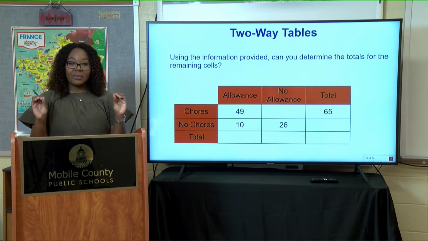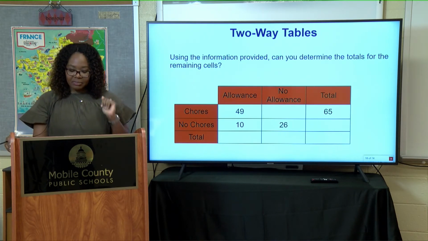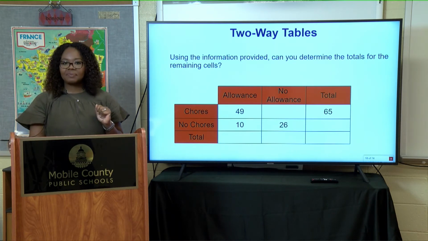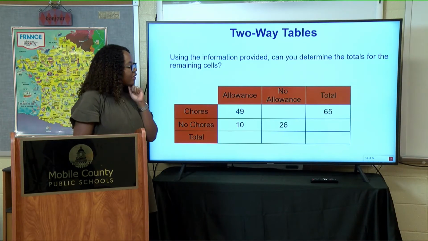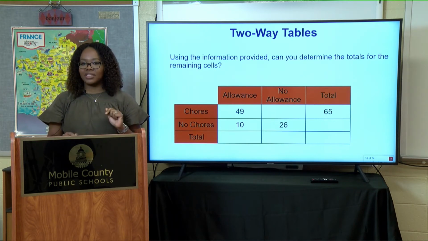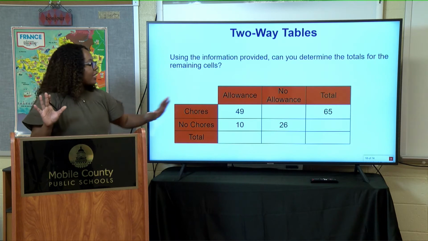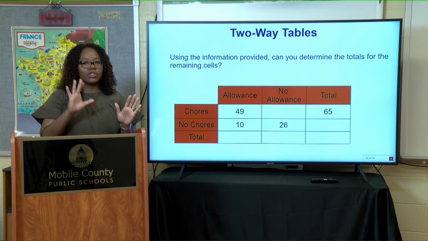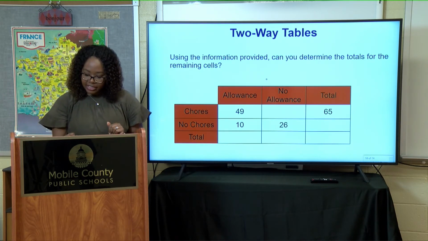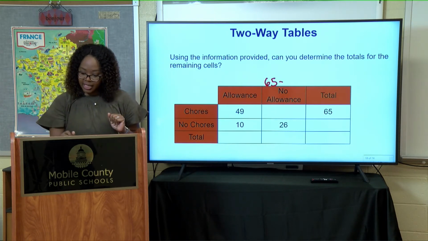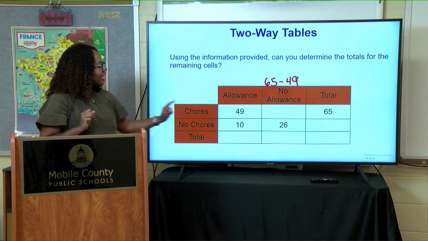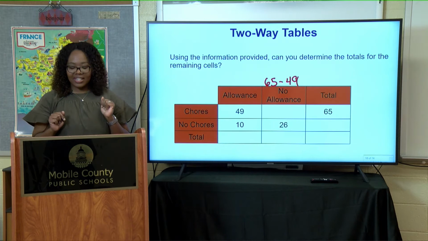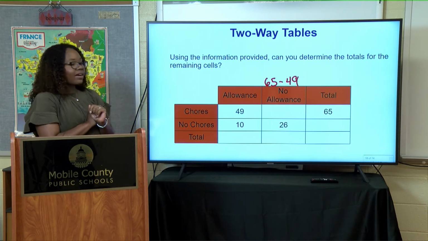So now we need to be able to analyze what we have to fill in the rest of our table. Using the information provided, can you determine the totals for the remaining cells? I'm going to get us started, and then I'm going to challenge you to complete the rest of the table. You may start wherever it makes the most sense. It's like a puzzle. For me, I noticed that for the students that did chores, 49 received an allowance, yet there were 65 students total that do complete chores. So if 65 students complete chores and only 49 receive an allowance, the remaining students do not receive an allowance. So I can find the difference between the number of students that complete the chores and the number of students that receive an allowance. That difference will go in the cell that represents the students who do chores without an allowance. Can you see another way we can fill out our table?